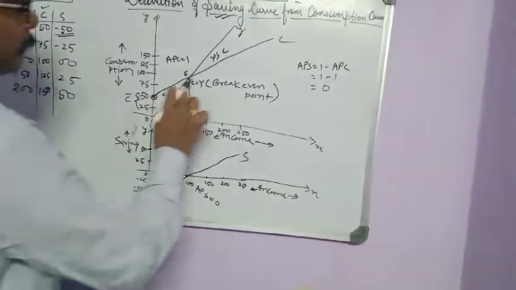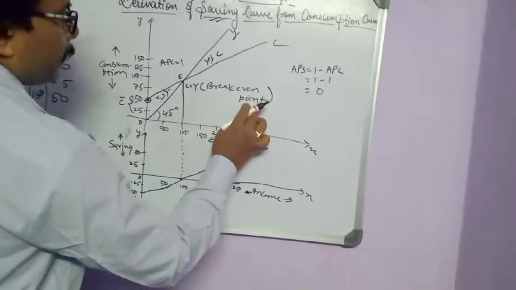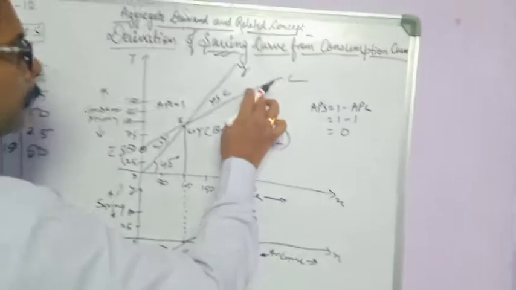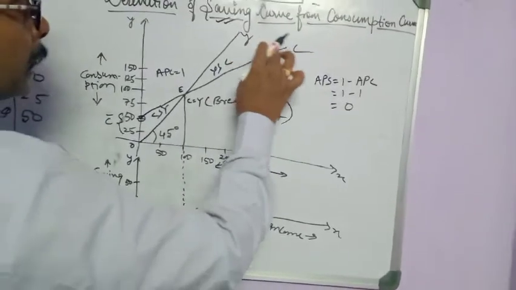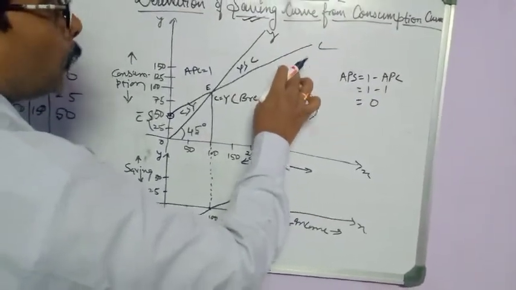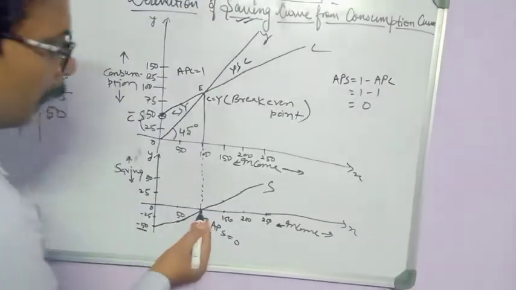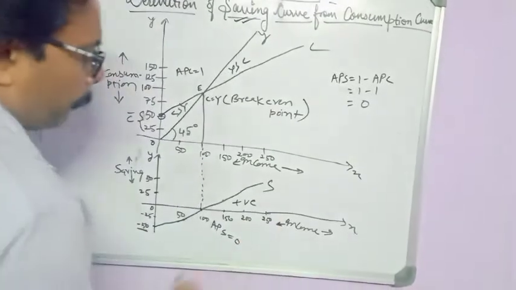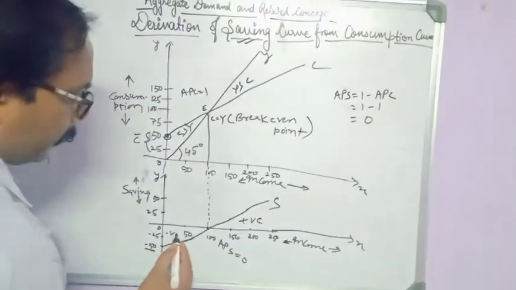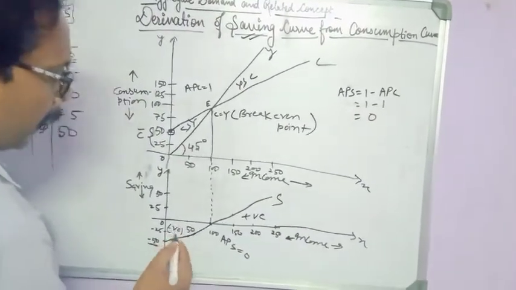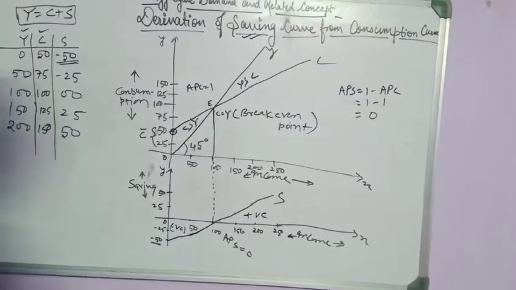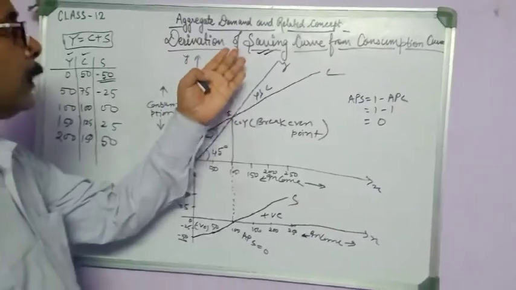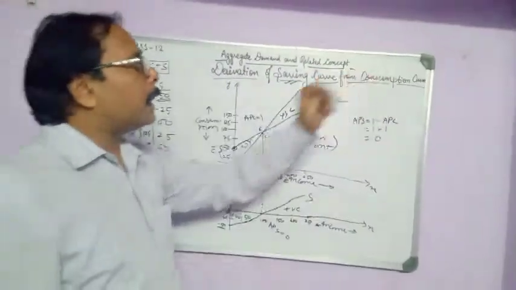After the break-even point, consumption and income both increase, but consumption increases at a slow rate, that's why the consumption line is below the income line. Due to that reason, the saving will become positive. So this is the positive saving and this is our negative saving. In this way, we can derive the saving curve from the consumption curve.